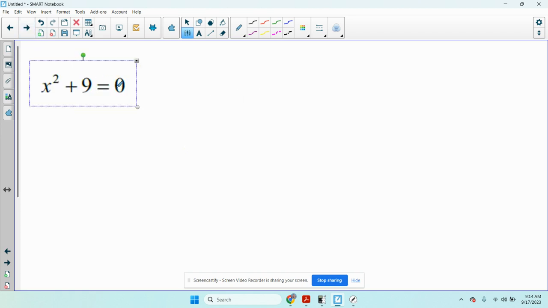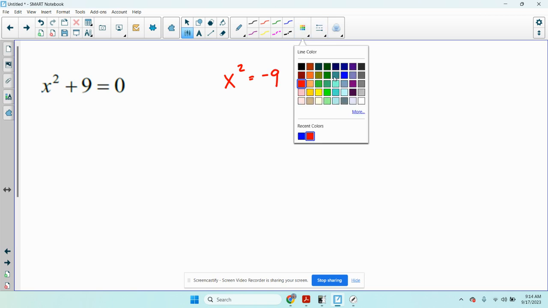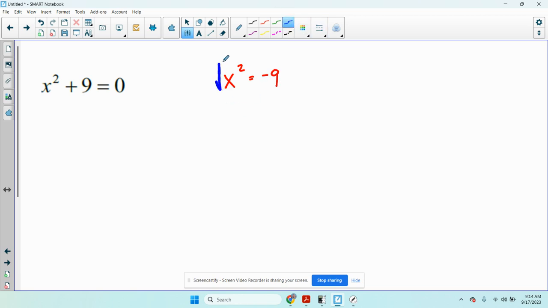And this one, just solving for x, this is, I think, number 6h. Subtract 9 from both sides, you get x squared equals negative 9. Take the square root of both sides, you get x equals plus or minus the square root of negative 9. Well, the square root of 9 is 3, but since there's a negative there, that's going to be plus or minus 3i.